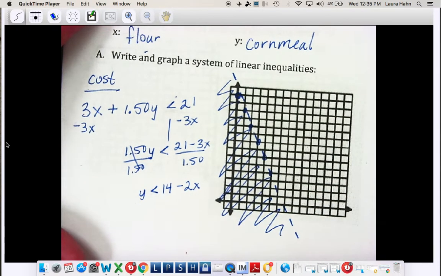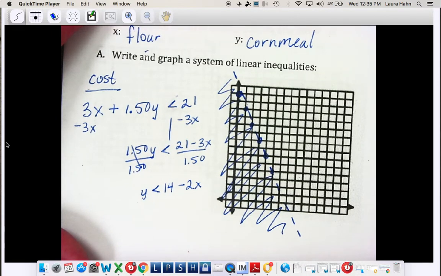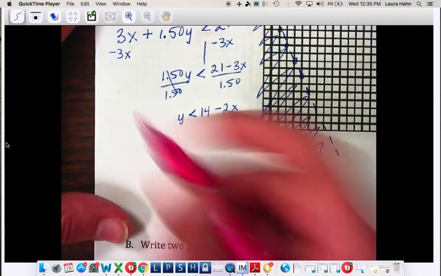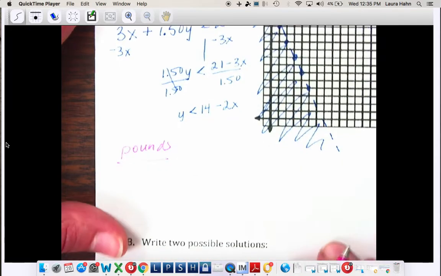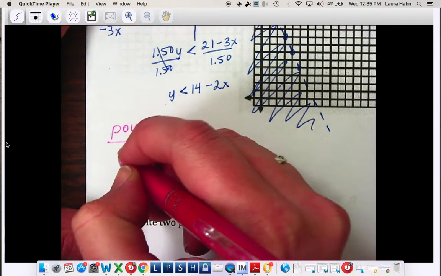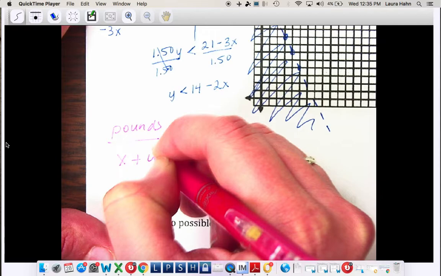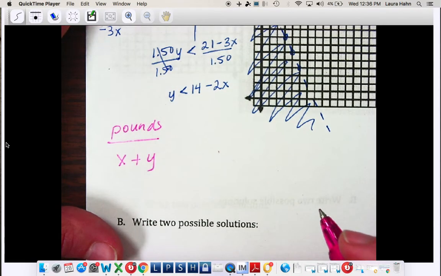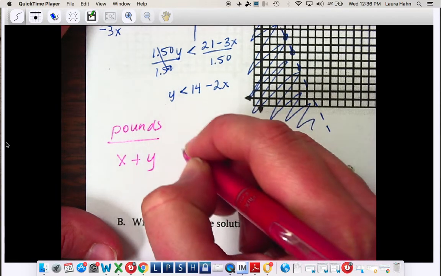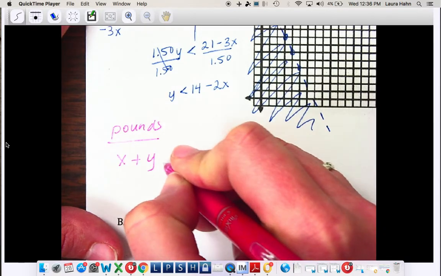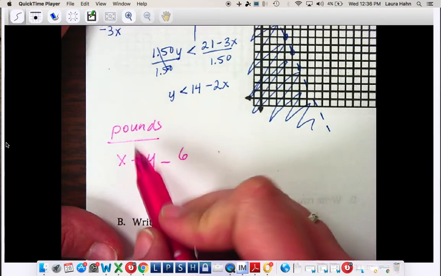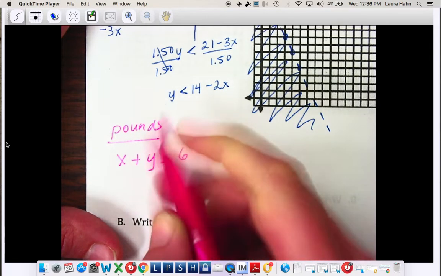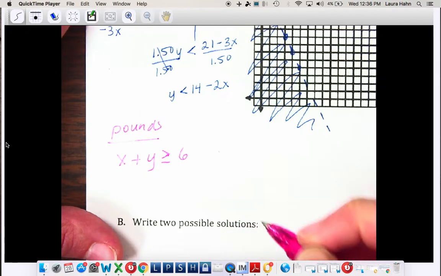Okay, so my second inequality is going to have to deal with the amount that I buy, so the total number of pounds. Well, I know I'm going to buy flour plus cornmeal, and it tells me I want at least 6. So at least, so it could be 6, but at least means 6 or more. So I want the amount that I buy to be equal to 6 or more than 6. I'm going to put greater than or equal to.